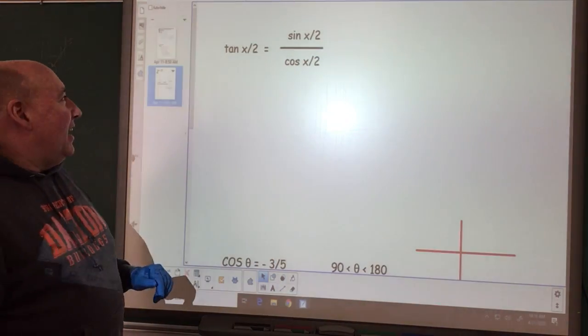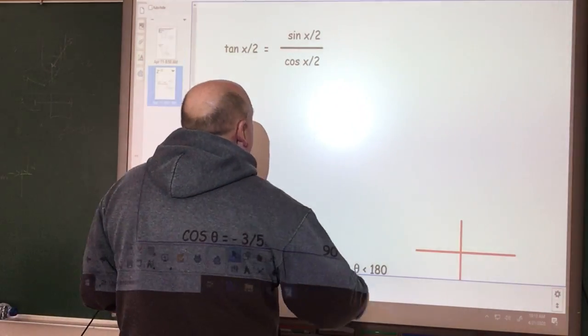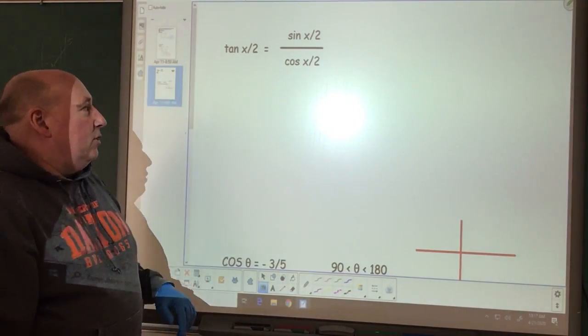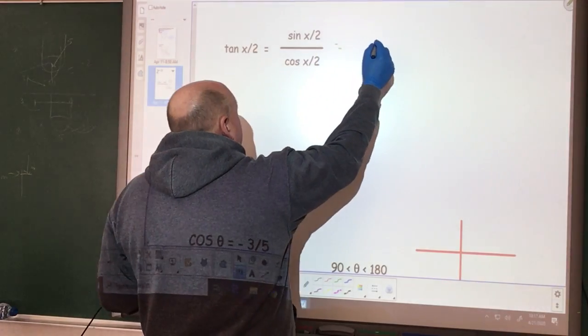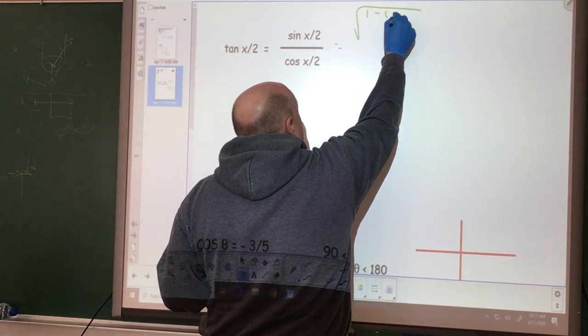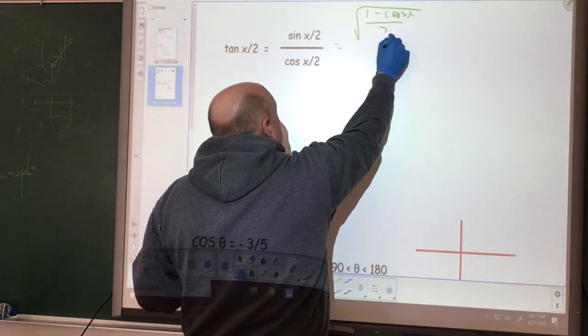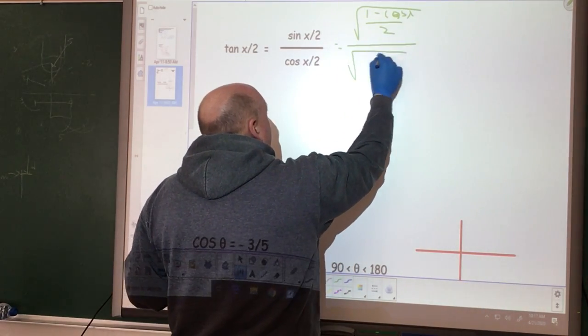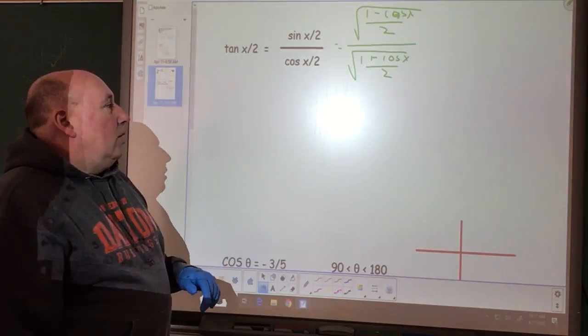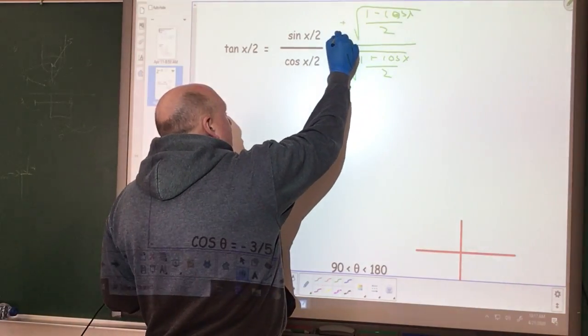The tangent of x over 2, half angle, can be defined as sine of x over 2 over cosine of x over 2. So if we take a look, we have the square root of (1 minus cosine of x) divided by 2 over the square root of (1 plus cosine of x) divided by 2. And these are both plus or minus.